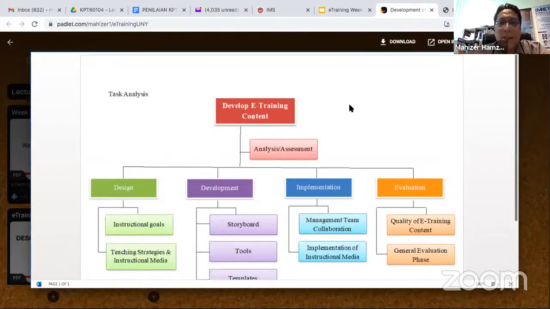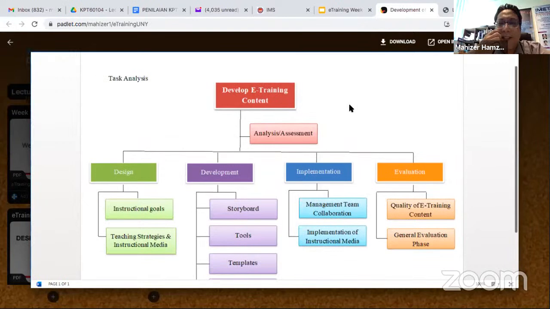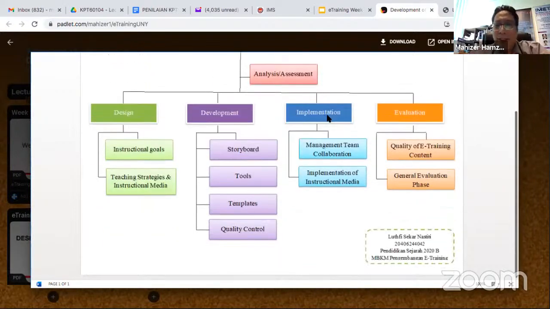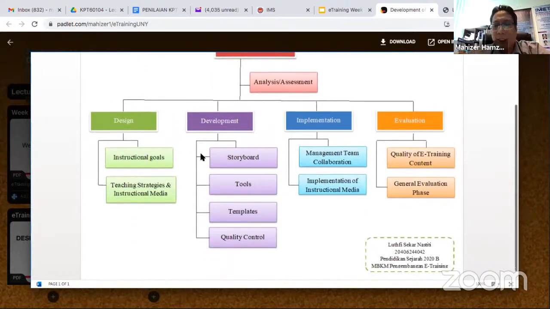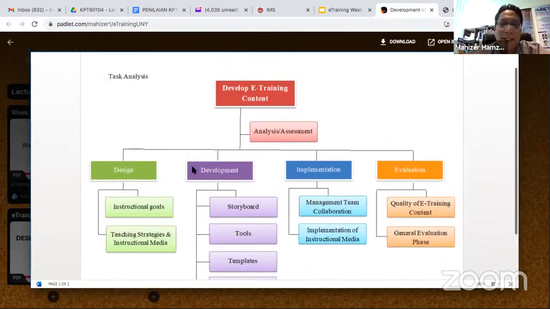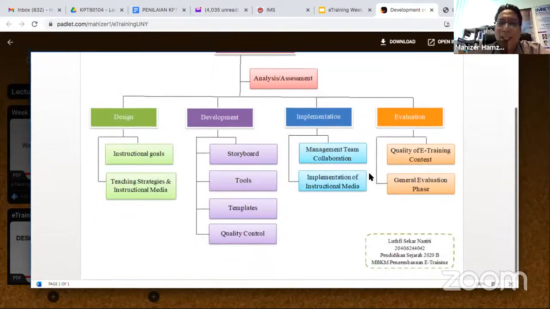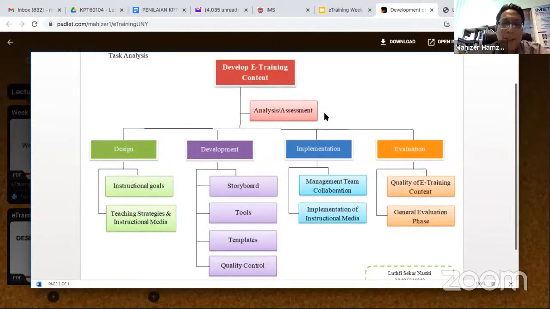So to develop the e-training, what are the skills? Okay, based on the task analysis, what are the tasks you need to have in order to develop the e-training content? Okay, in this case, Luffy, pendidikan sejarah. Okay, he said design. Okay, must have knowledge on design, must have knowledge on development, implementation and evaluation. Okay, they are based on the ID model. Okay, it's okay, that's right. It means before they develop the e-training content, they must have this skill.